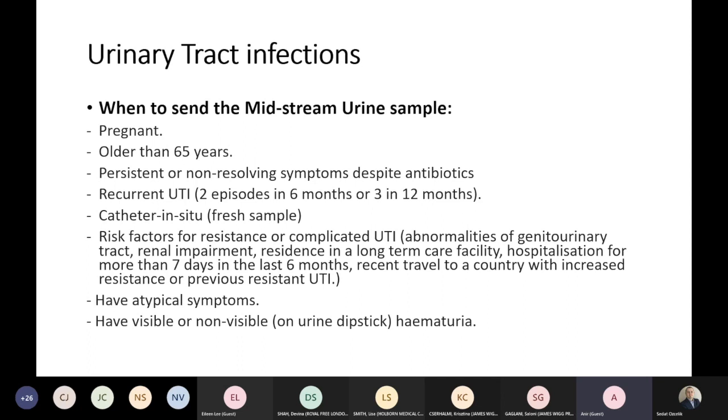We may also want to look at it in what we call complicated urinary tract infections. So this is when they've got any structural problems like kidney stones, or they've got an indwelling catheter, or they've had recent hospitalizations, anything that puts them at slightly increased risk of having a urinary tract infection, or if they've got any sort of hematuria. Next slide, please.